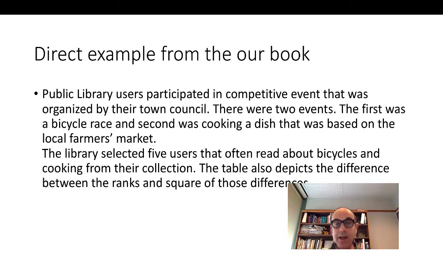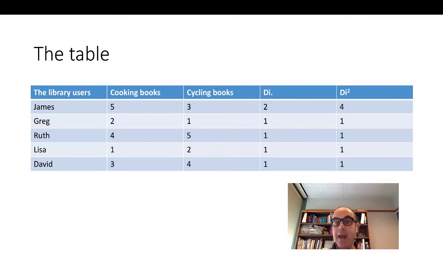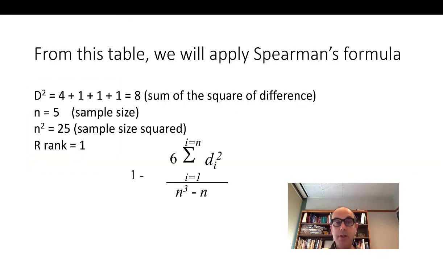So the table shows the difference. We have names, the number of cooking books that they read, and the cycling books that they borrowed, and we have D, and D squared, and those are the numbers. In this table, if we apply the Spearman formula, it will give us the sum of D squared equal to 4 plus 1 plus 1 plus 1 equal 8. n, the sample size, is equal to 5, and n squared is 25. And so in this case, the R rank is 1.